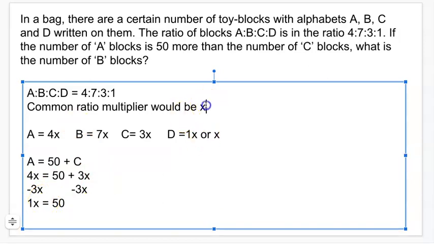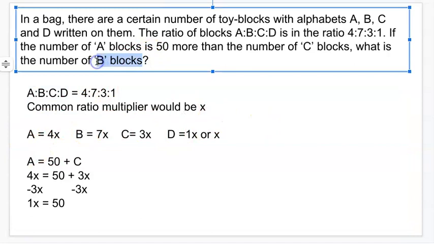Our ratio multiplier would be 50. So then from there, you can plug it back in and multiply to figure out actually every single one. So A would be 4 times 50, which would be 200, and so on. And then you'll be able to get the number of B blocks by multiplying.